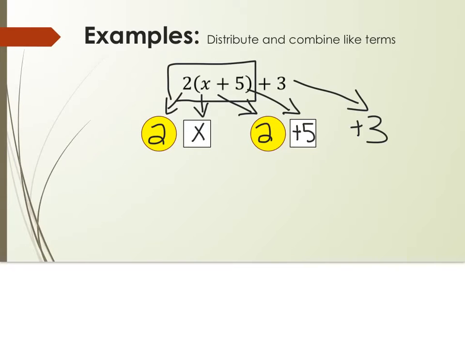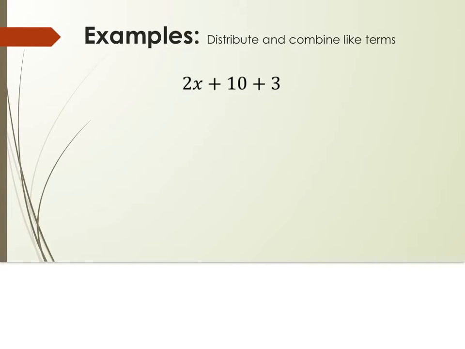Then you multiply 2 times x, which is 2x. A positive 2 times a positive 5 is a positive 10, and you bring down your positive 3. Now it's time to combine the like terms. You have a 2x, a positive 10, and a positive 3. There is nothing to combine with the 2x because there are no other x's, but you can combine the positive 10 and the positive 3.